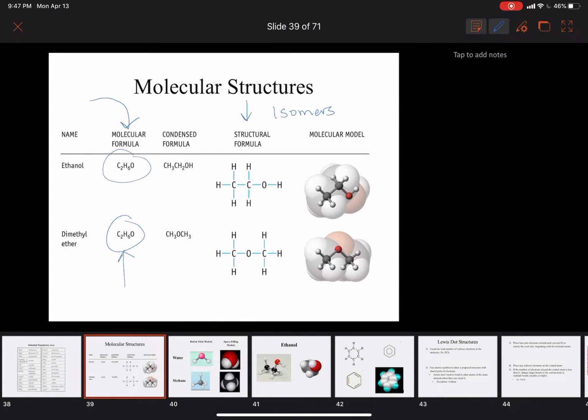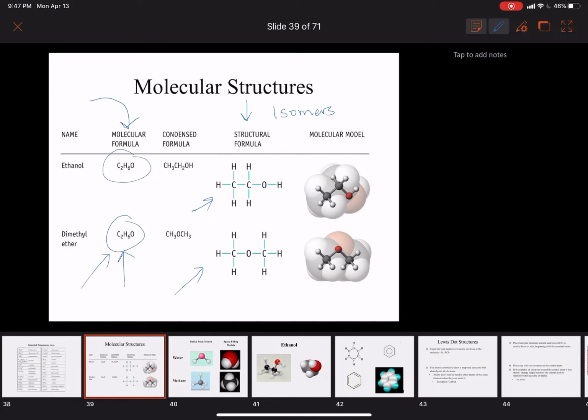Now the molecular formula over here, the C2H6O, that gives us the number of each of the atoms in our molecule, but it doesn't give us any hint to the structure of the molecule. And if we look at the structural formula, it shows us how the different atoms are connected and what kind of bonds we have in those atoms. So both of these molecules, ethanol and dimethyl ether, have only single bonds.